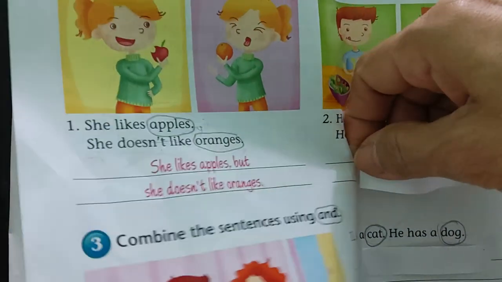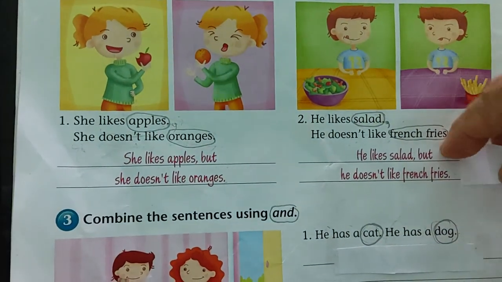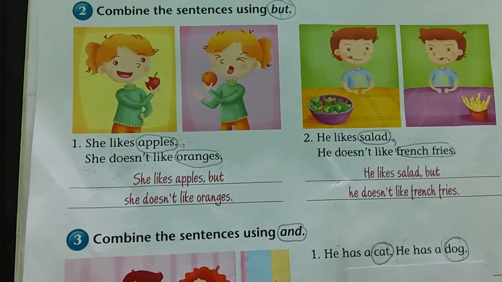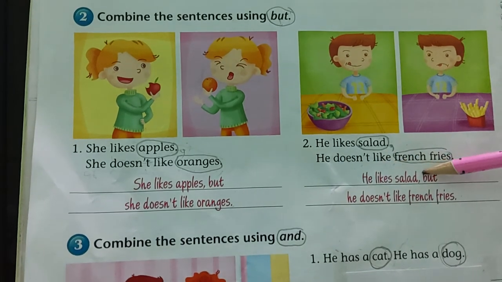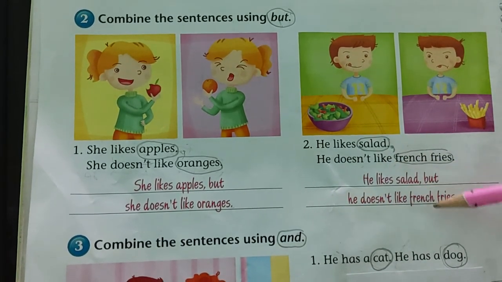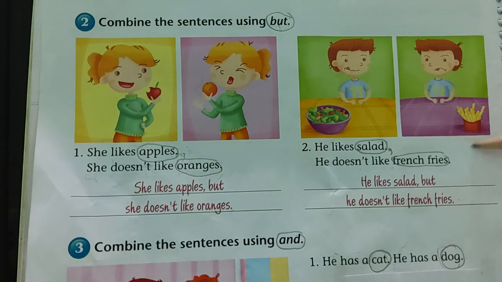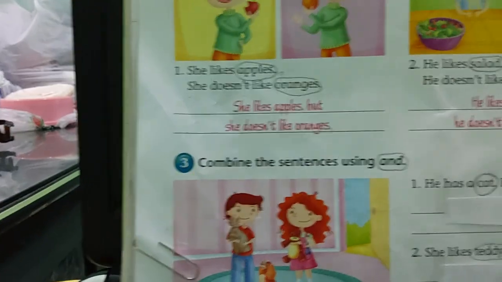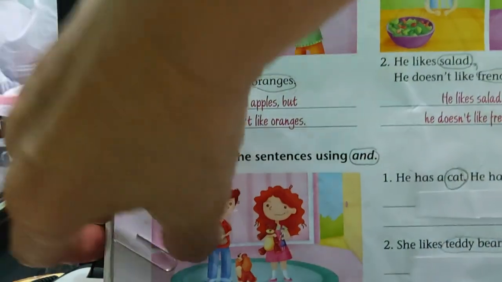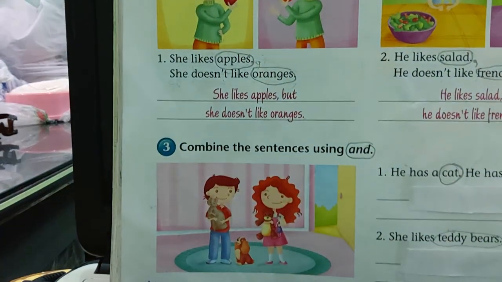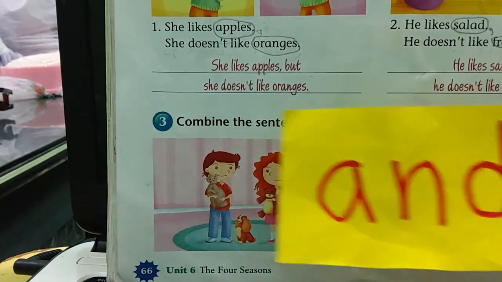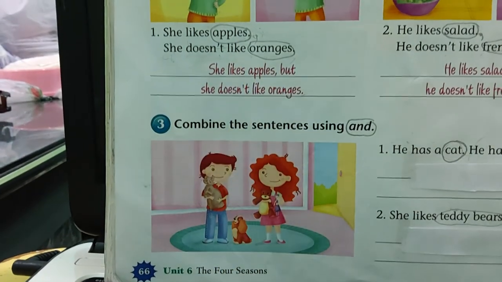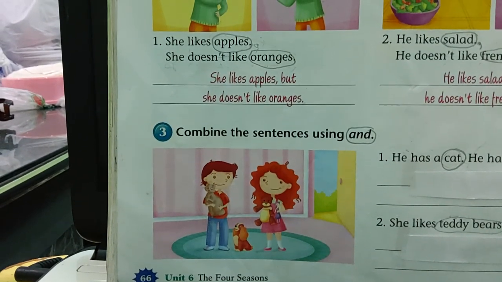Let's see if we are correct. Ta-da! Yeah! Here we have. He likes salad, but he doesn't like French fries. Here. So now let's continue with the next exercise. This exercise is with the connector and. We are going to be using and. See, we are going to connect two sentences.